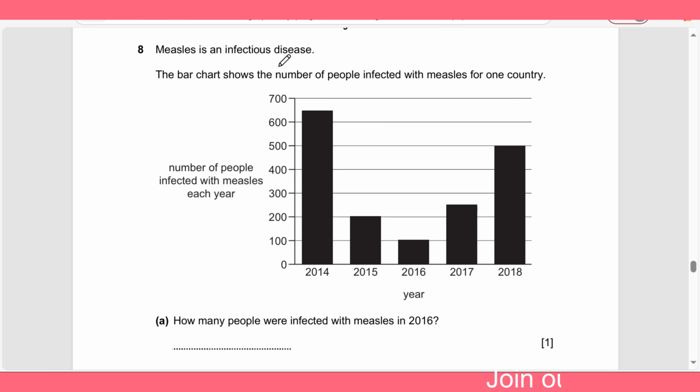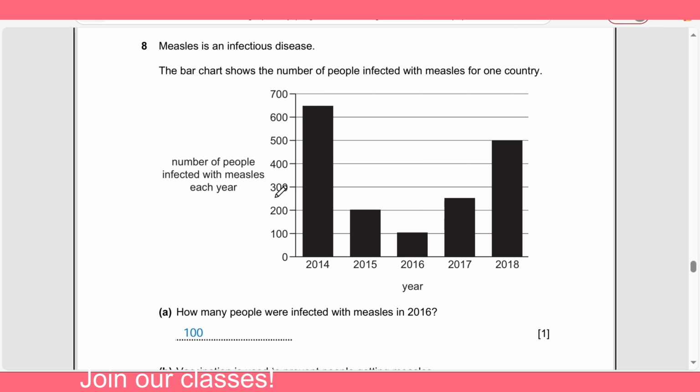Measles is an infectious disease. The bar chart shows the number of people infected with measles for one country. This is from year 2014 to year 2018, and this is the number of people infected with measles each year. Question A. How many people were infected with measles in 2016? Let's check out the answer, guys. So it's definitely 100. We can see here, this is referring to 100, the height of this bar.